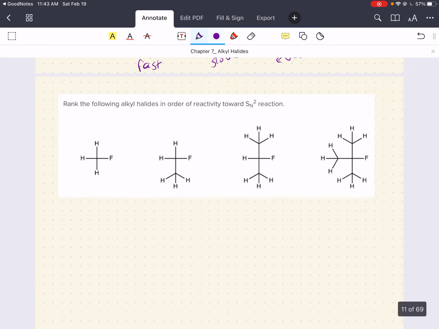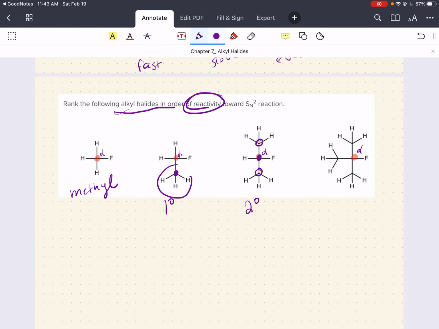Let's do a quick problem here. We want to rank the alkyl halides in order of reactivity towards SN2 reaction. So we're going to focus on the same carbon, obviously our alpha carbon that's attached to our halogen here, and we're going to write how substituted the alpha position is. Here it's just 3 hydrogens, so it's just a methyl group. Here we have another carbon group, so this is primary. At this alpha carbon, it's attached to 2 other carbons, secondary. And this alpha carbon is actually attached to 3 carbon groups, so it's tertiary. So we have a methyl, primary, secondary, tertiary.